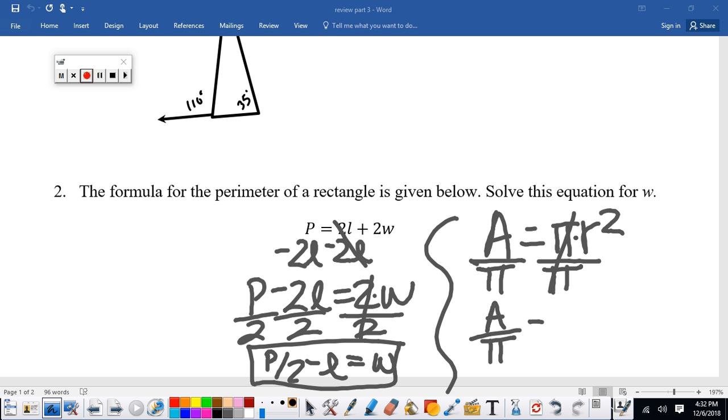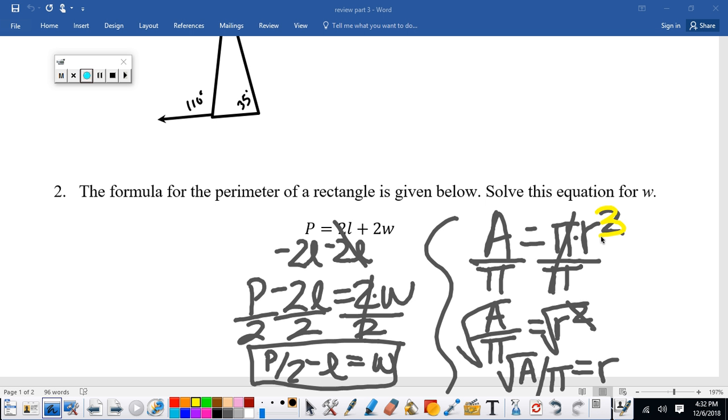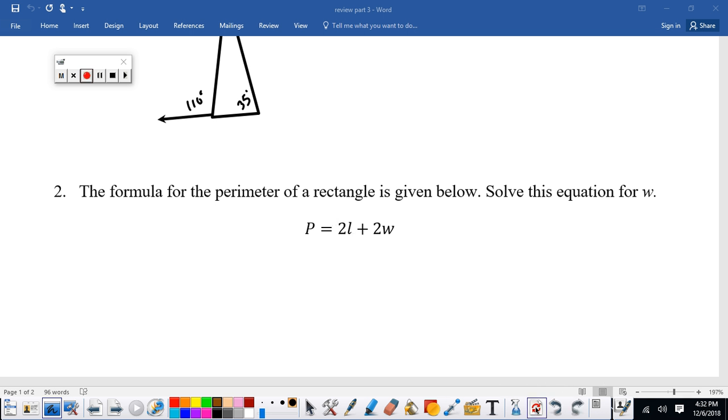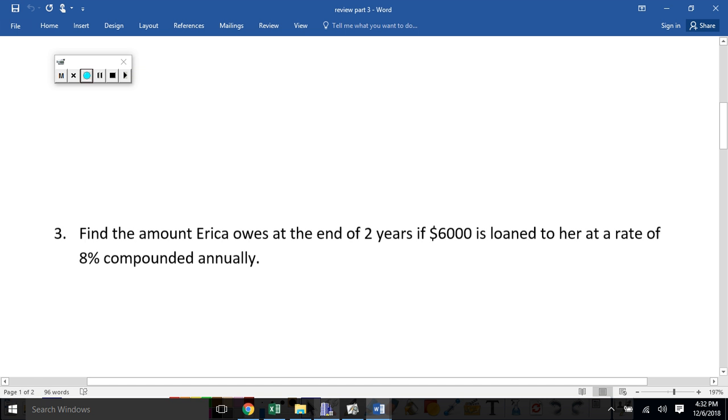Anyway, so I'm rewriting it, and then I need to get rid of this square. So in order to get rid of that square, I'm going to take the square root of both sides. So then the square root of A over pi equals R. And then I asked you guys to remember, if that was a 3, then you take the cube root. There would be a 3 here everywhere, right? If that was a 4, then you would take the 4th root. There would be a 4 here everywhere, and so on. Okay, so same idea.